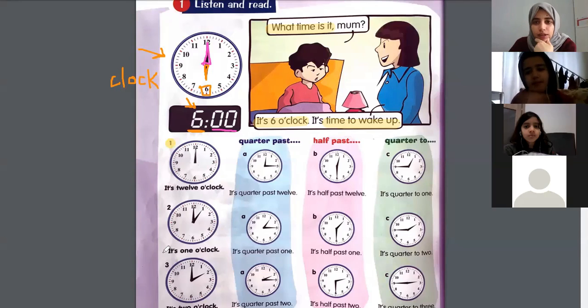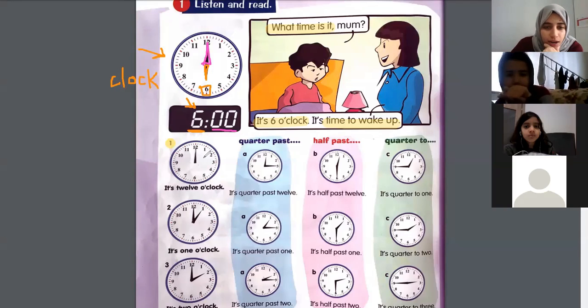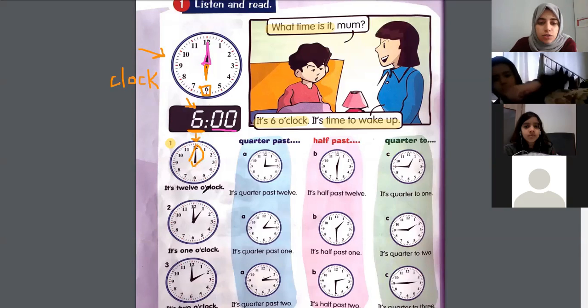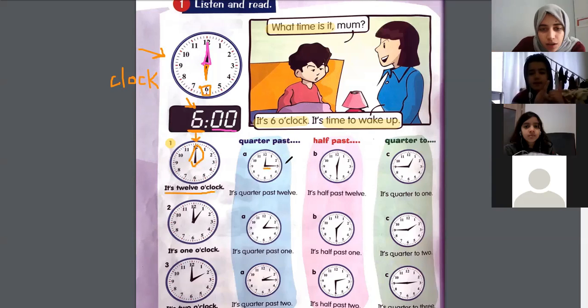Notice how the shorthand and the longhand are both in the same place. So it's 12 o'clock here. 12. So this is how we read the time. It's 12 o'clock. If the longhand is at 3, then we have to say quarter past. Quarter means ربع. So quarter past means مرت ربع ساعة. So we have to say quarter past 12.